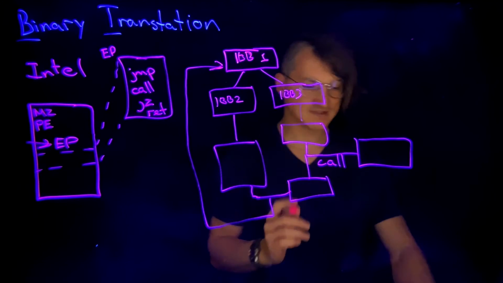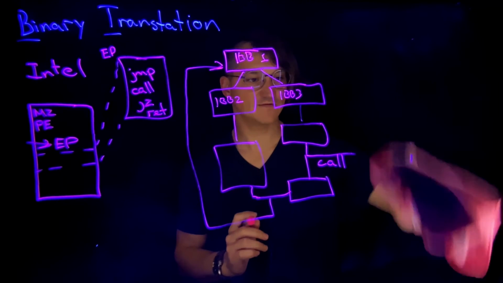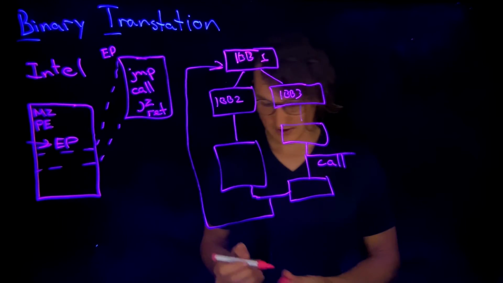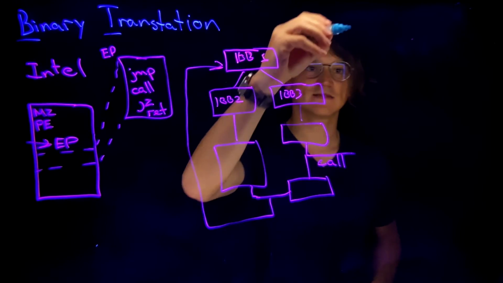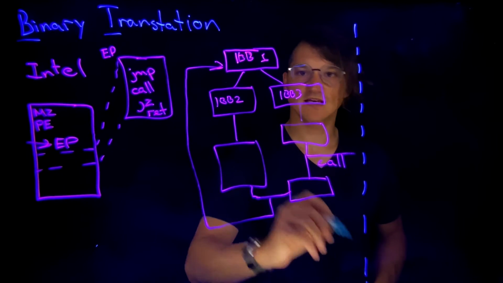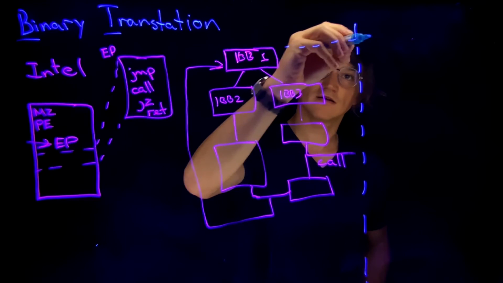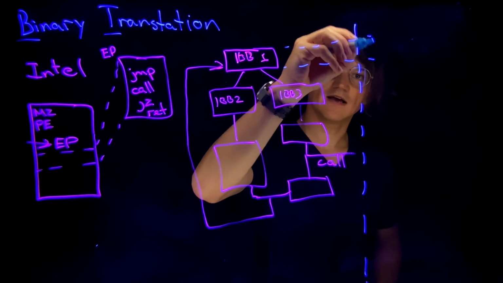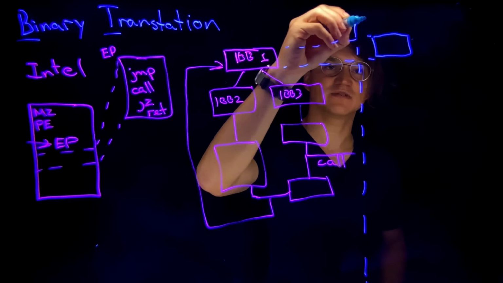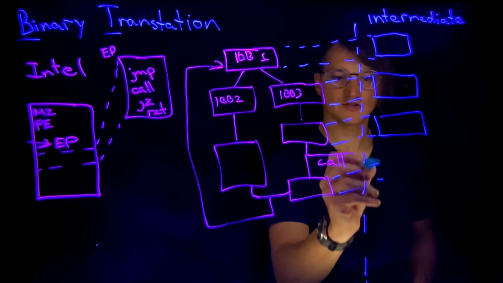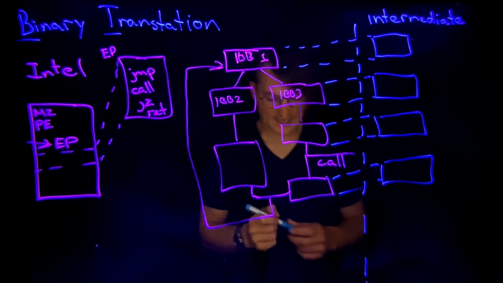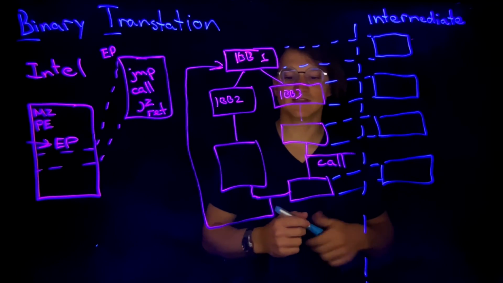And so what happens next, I'll remove this for now, just to clean the space, is that binary translation engine is going to take every block and convert it into intermediate representation, and so on, right? Different basic blocks. And what does it mean to convert intermediate representation?